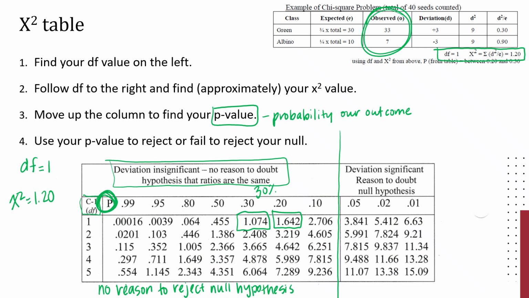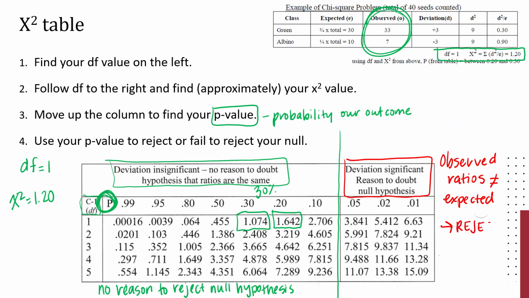If you find a p-value on the right-hand side, it tells us that our deviation is significant. And that tells us that our observed ratios are not close enough to our expected. And therefore, we have to reject the null hypothesis, and say that our observed values are not what we expected.